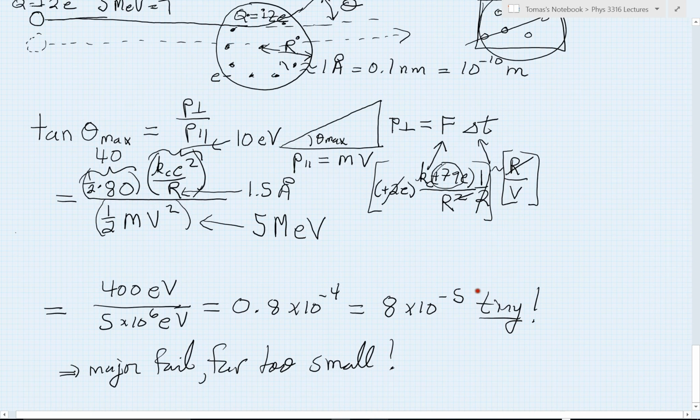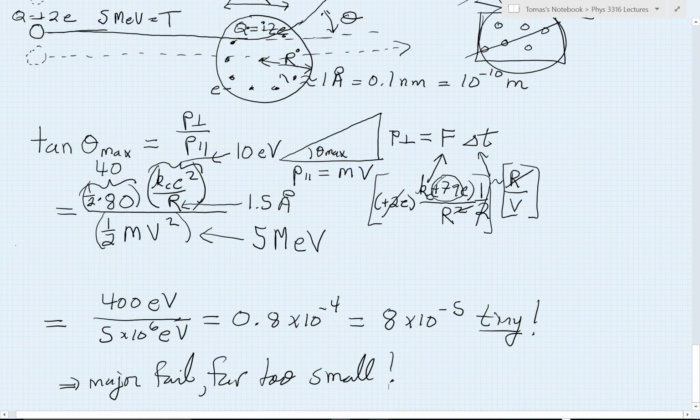Let's think about this just a little bit. We can adjust our model. We clearly are going to have to adjust this model. One of the ways we can think about adjusting our model is to take a look at our final calculation. We needed this theta max to come out where its tangent was more like order 1, not 8 times 10 to the minus 5. So we should look in here to see what parameters are under our control that we can adjust.